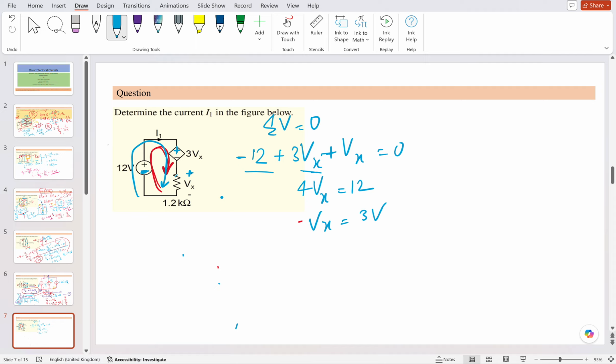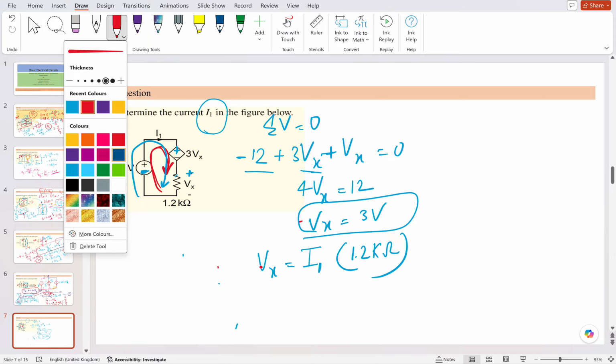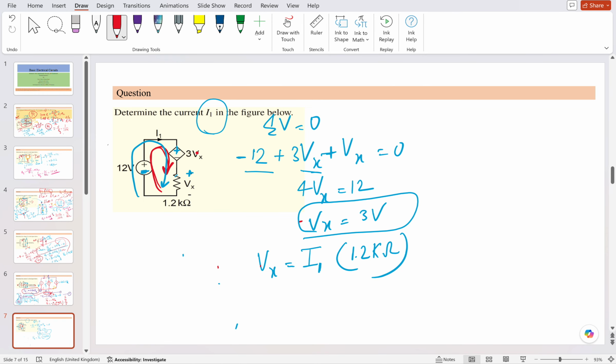Okay. So it is asking what is the value of I1. Vx is equal to I1 times 1.2 kilo ohms. Why? Because I need a second equation to solve for I1. The Vx I have calculated, but there is no variable I1 inside of that. But I know that whatever current flows from the 12 volt source will go into the 3Vx, and the same current will flow through the resistor also.